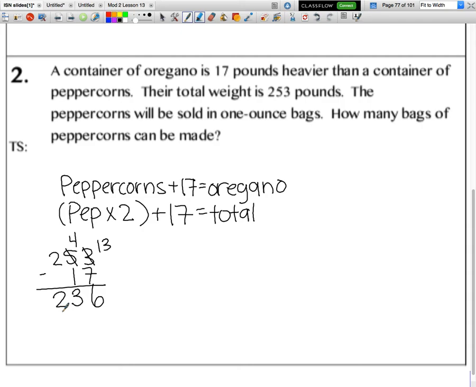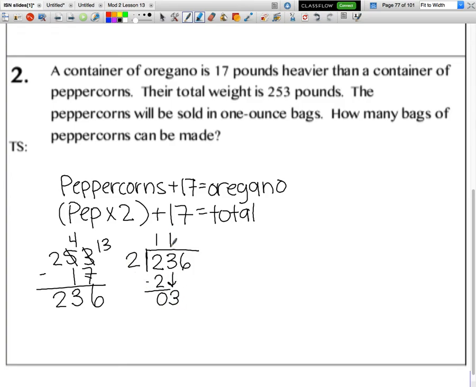So now I can take this 236 and divide that by 2, and that will tell me how much peppercorns is. So I'm going to take 236, or the weight of peppercorns, sorry, and divide that into 2 equal parts. So 2 goes into 2 one time. 1 times 2 is 2. Subtract 0, bring down your 3.